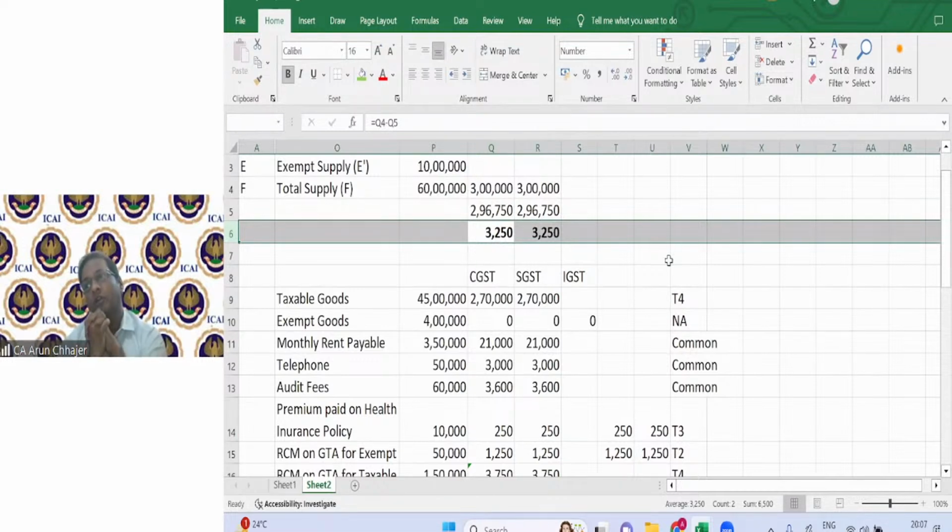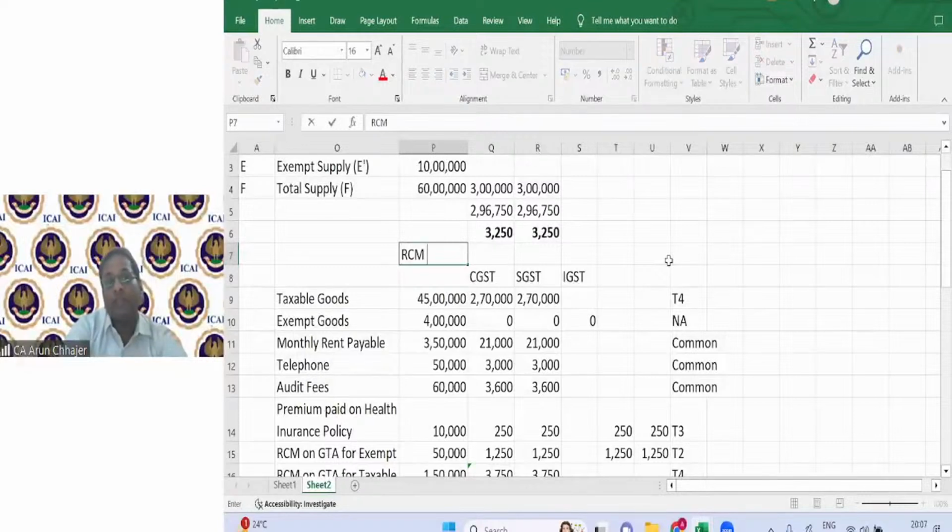My answer is correct or not? Net GST payable is 3,250 in cash. Can I say this is my answer? Is it correct or not? Or would there be some extra liability which I have to pay? Is my answer finished or do I have to add something more? Please tell me, do I need to add something or is it clear?